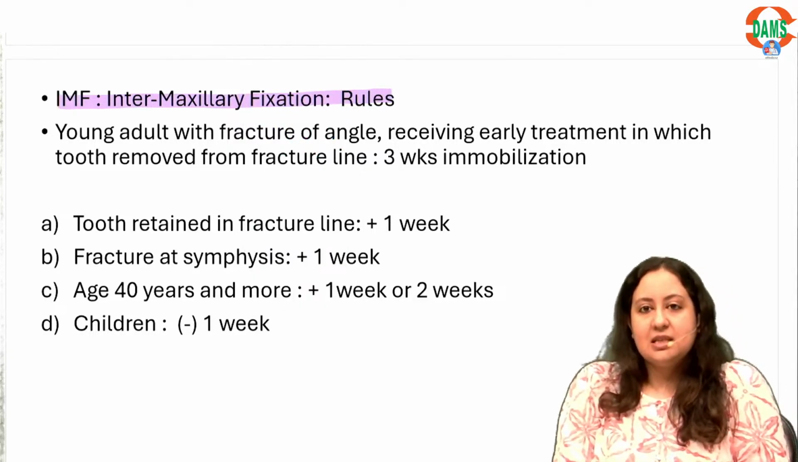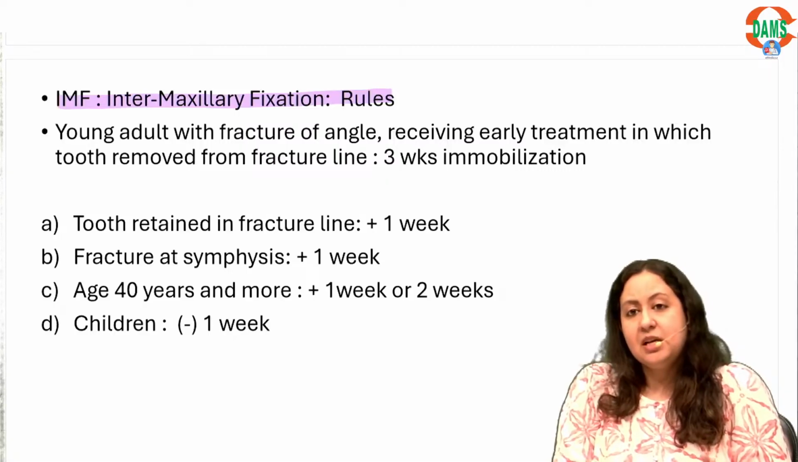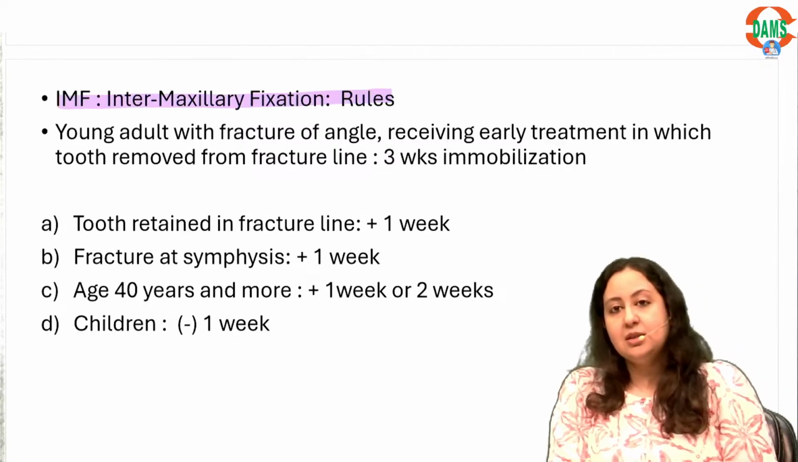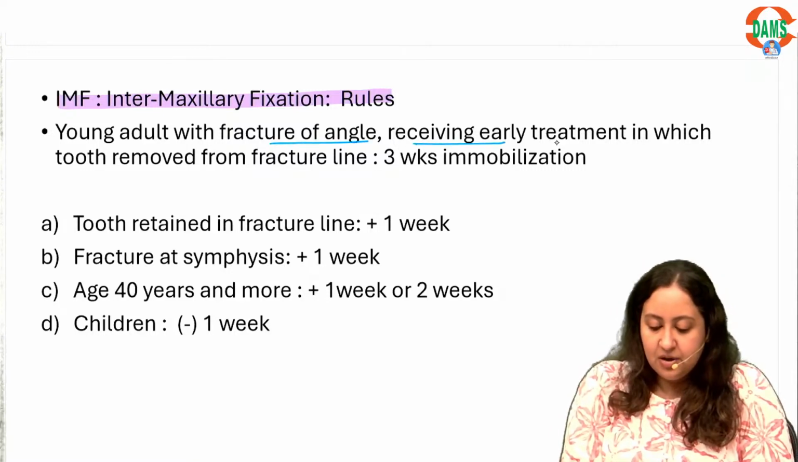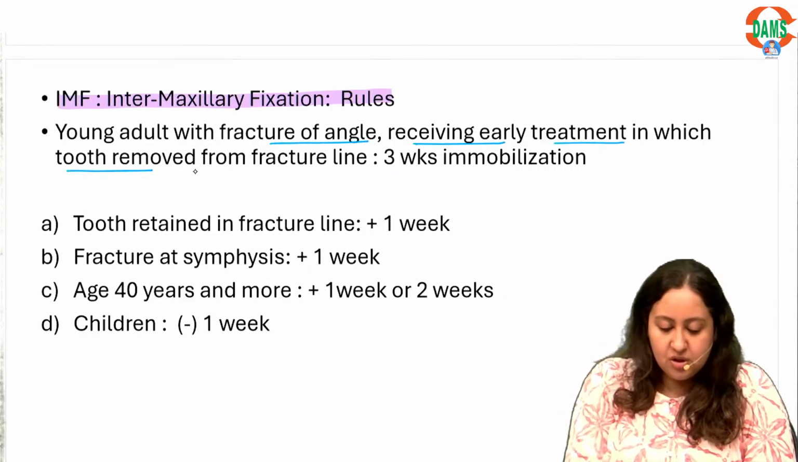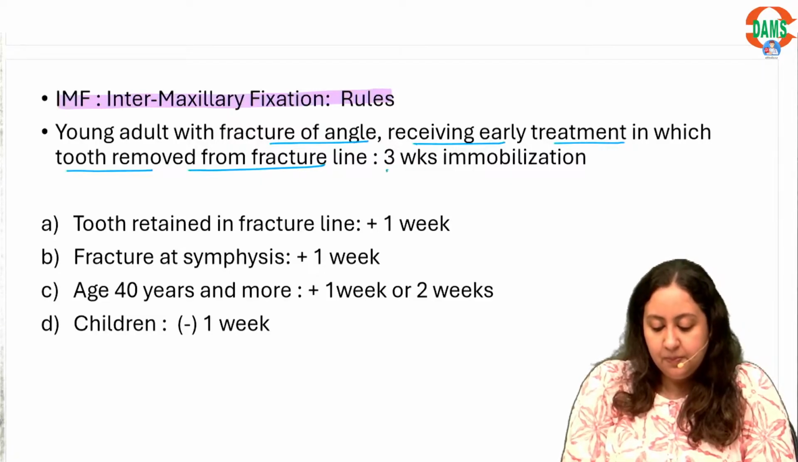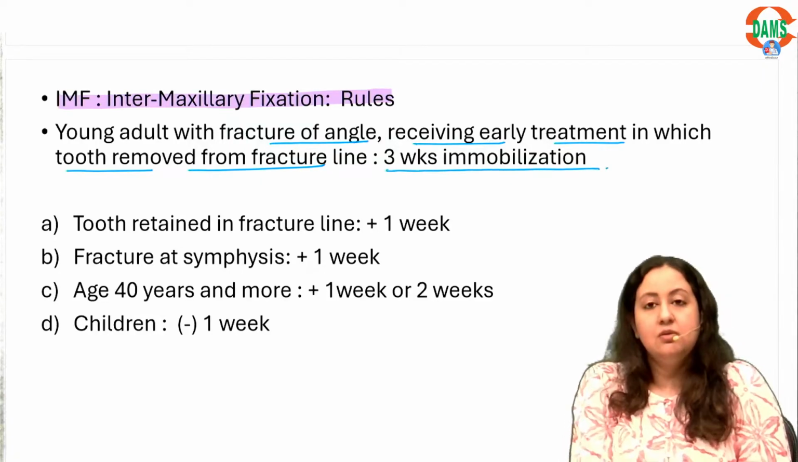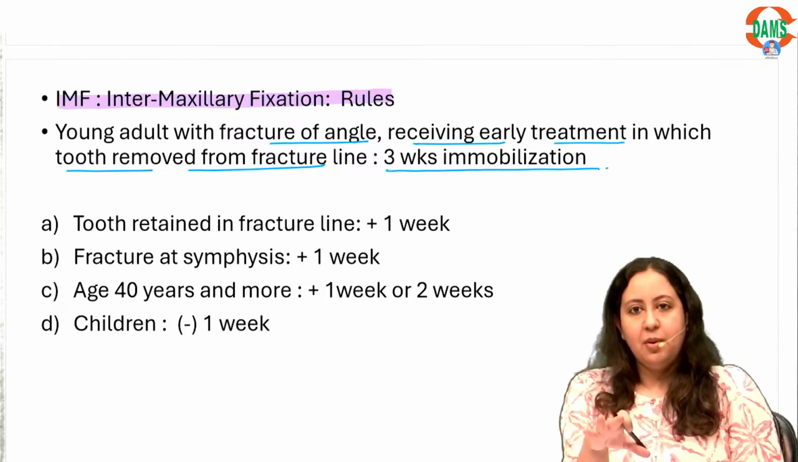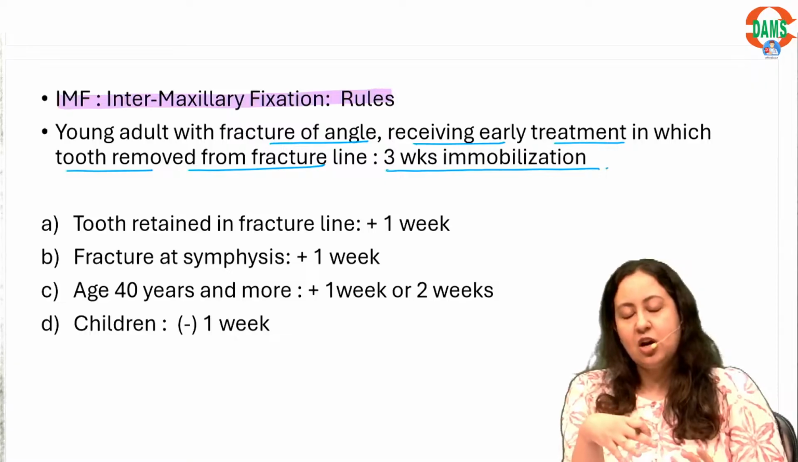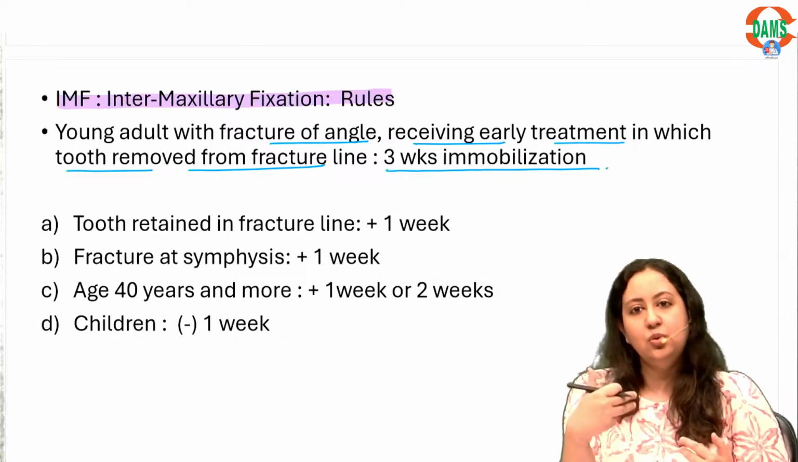So the baseline that you always have to remember is a young adult with fracture of angle receiving early treatment in which tooth is removed from fracture line. It is 3 weeks of immobilization. This is something that you have to remember. This is the baseline. Whatever subtractions or additions we do, are to 3 weeks.